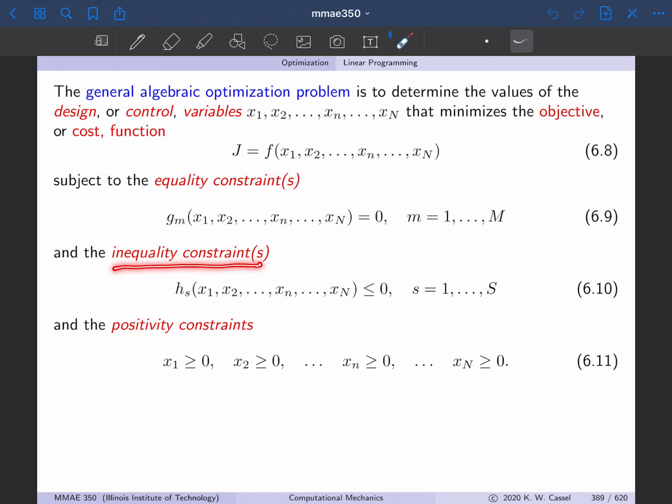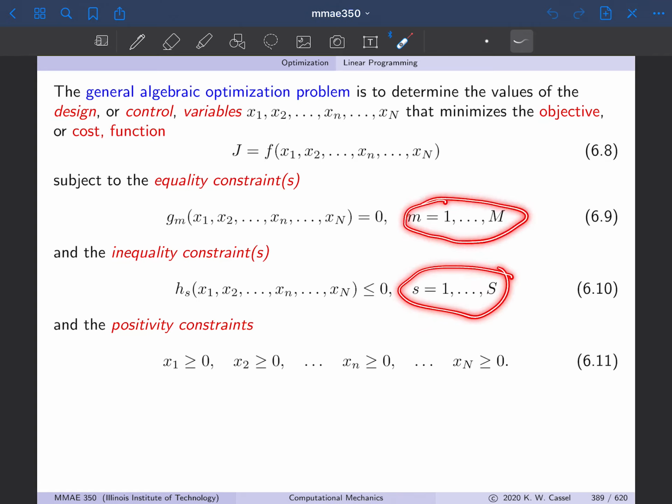We may also have inequality constraints, and we often do. It's the same idea. We'll now call them H, and there are capital S of them. So little s will be our index going from 1 to capital S, just like M is our index going from 1 to capital M.